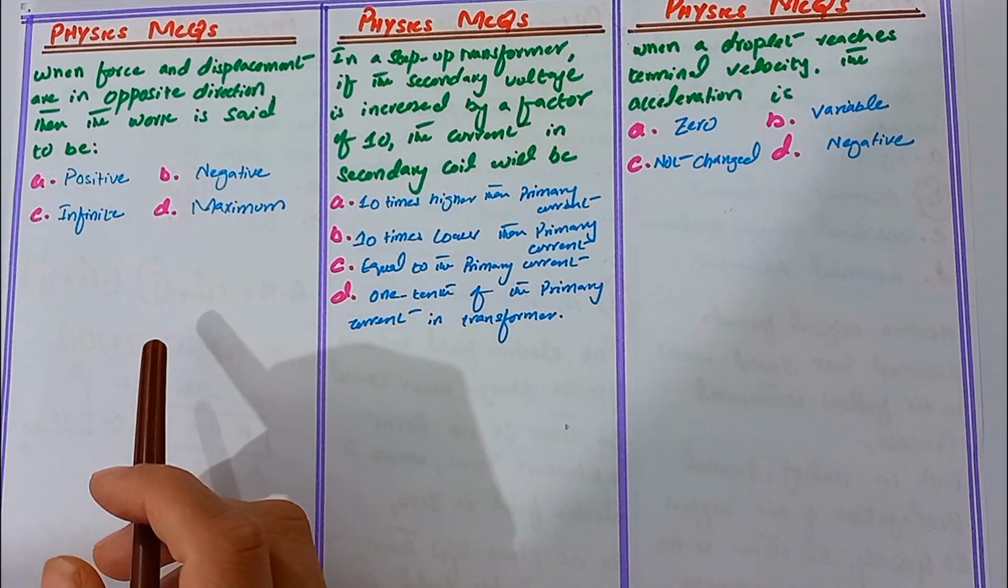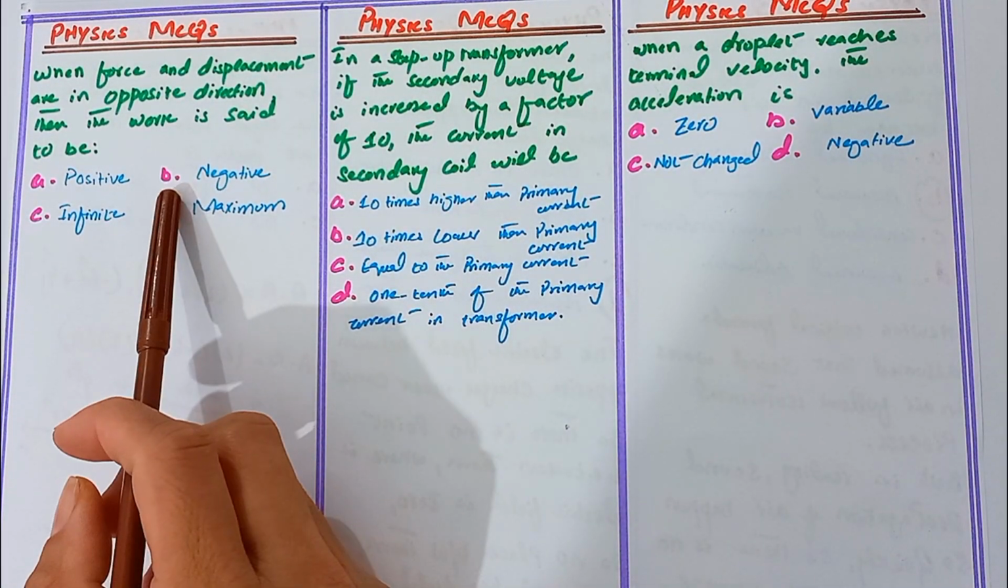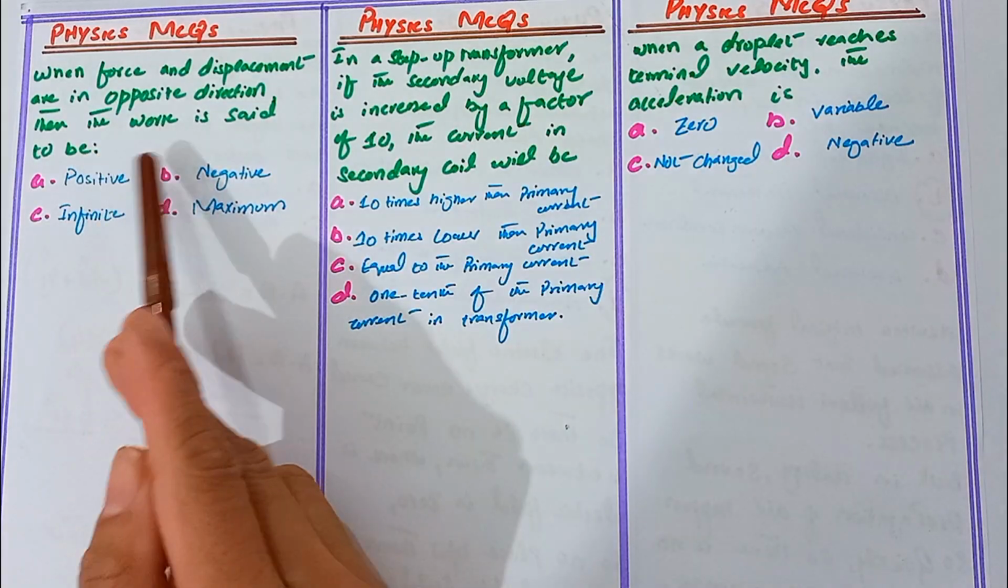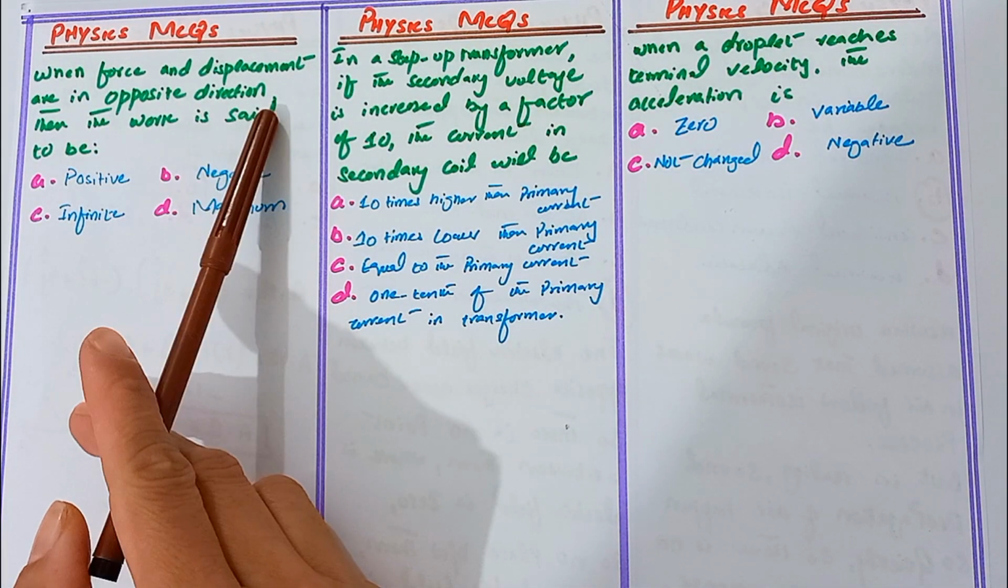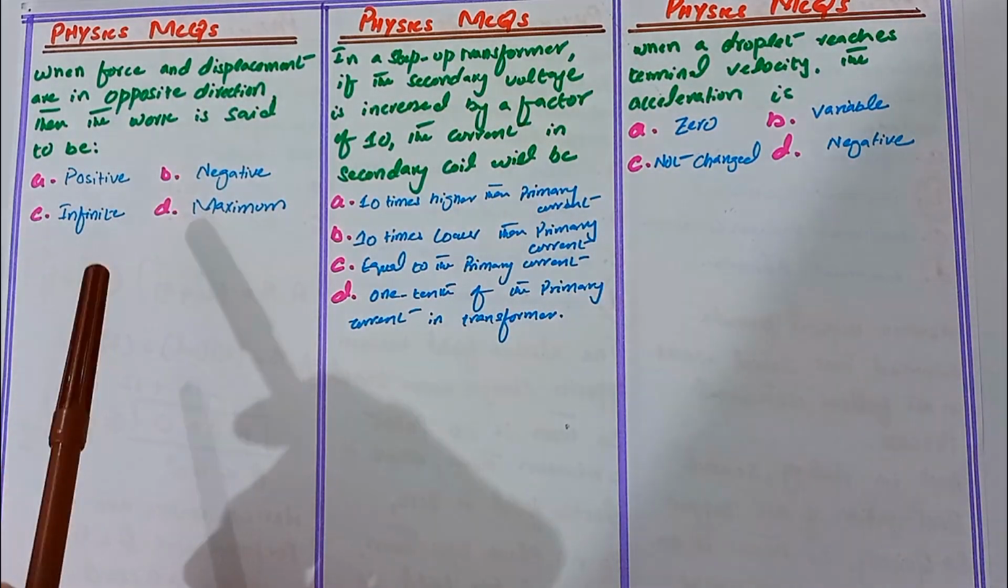Here we discuss another important numerical that is related to physics. First numerical: when force and displacement are in opposite direction, then the work is said to be positive, negative, infinite, or maximum. We know that when the force and displacement are in the same direction, then work is positive. When they are in opposite directions, then work is negative.